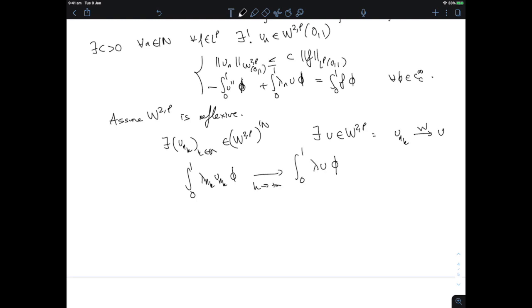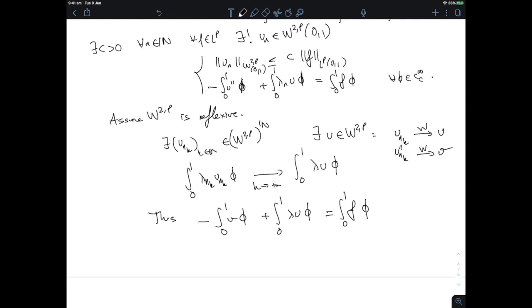Okay, but that tells me something about the u_nk second. So the u_nk second also have to converge to something. So u_nk second is an element of LP, it's uniformly bounded, so it has to converge weakly to something that I'm going to call V. And so what I get is that minus the integral of V phi from 0 to 1 plus the integral of lambda u phi from 0 to 1 is equal to the integral from 0 to 1 of f phi.